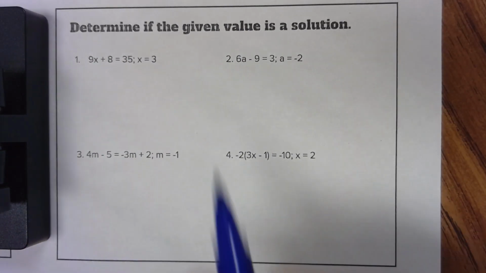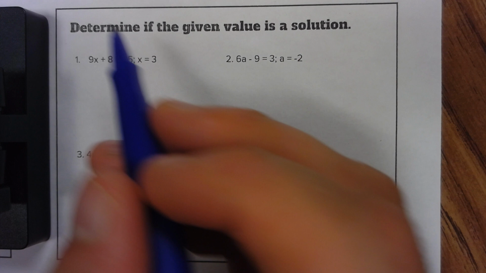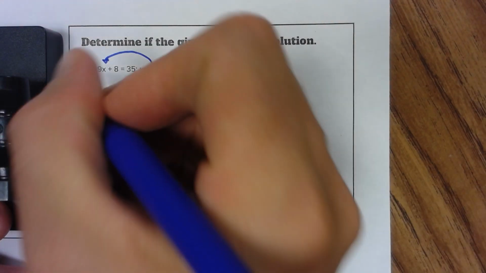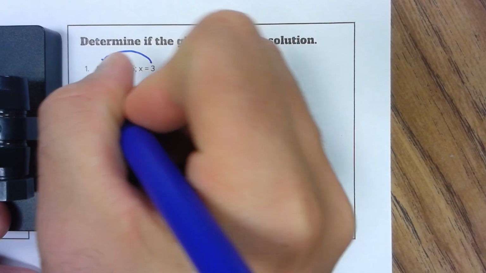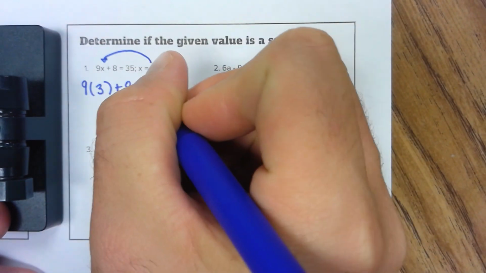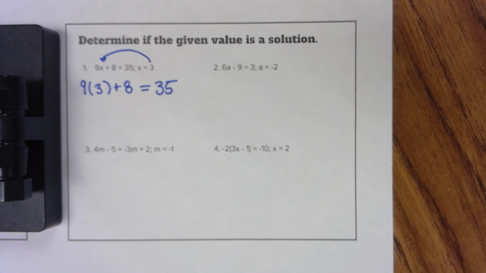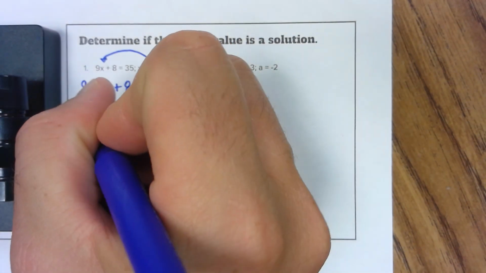All right, so determine if the given value is a solution. X equals 3. Remember that we're going to replace the x in the equation with 3. So this is 9 times 3 plus 8, and we're checking, does that equal 35? 9 times 3 is 27.